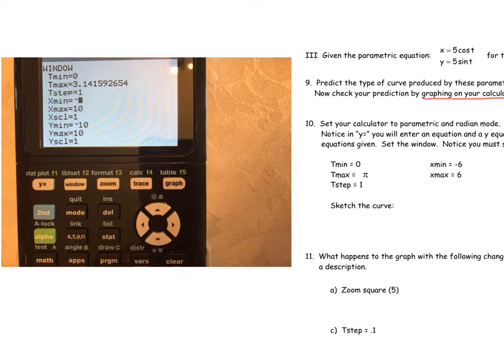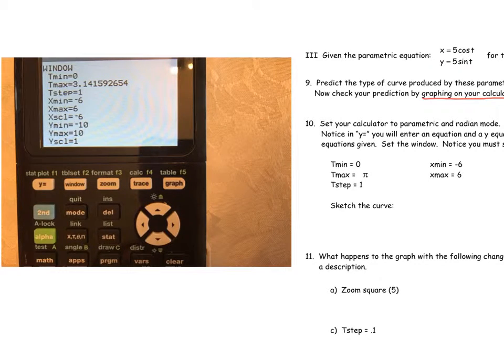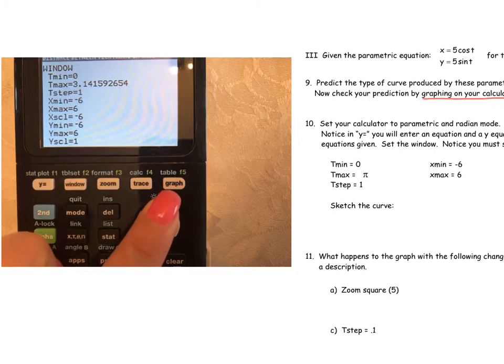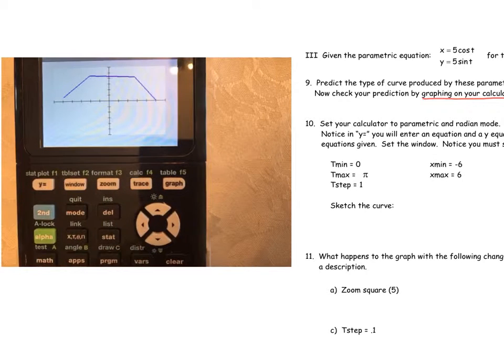The x minimum to be -6. The x maximum to be 6. And then the y minimum to be -6. And the y maximum to be, so I did something wrong, let me fix that. I need to go back to the scale and keep that as 1. Okay, there you go. Now let's make sure that the graph looks, this is how it looks.